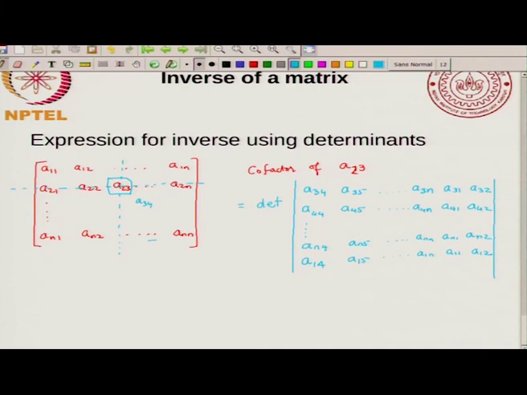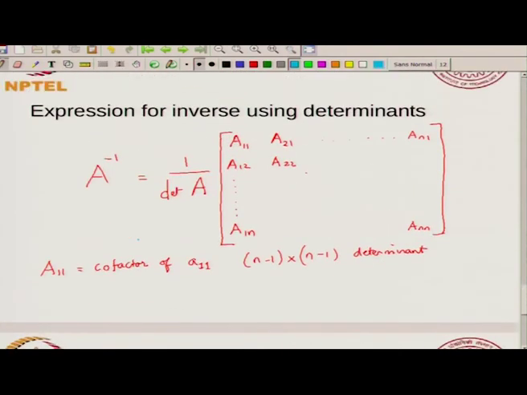So the cofactor of any element of a matrix is obtained in this way, and the inverse of the matrix can be expressed in terms of cofactors. Now notice that there is a determinant that appears in the expression of the inverse, and it is 1 over the determinant. So, what this implies is that if the determinant of A equals 0, then the matrix inverse, A inverse, does not exist.